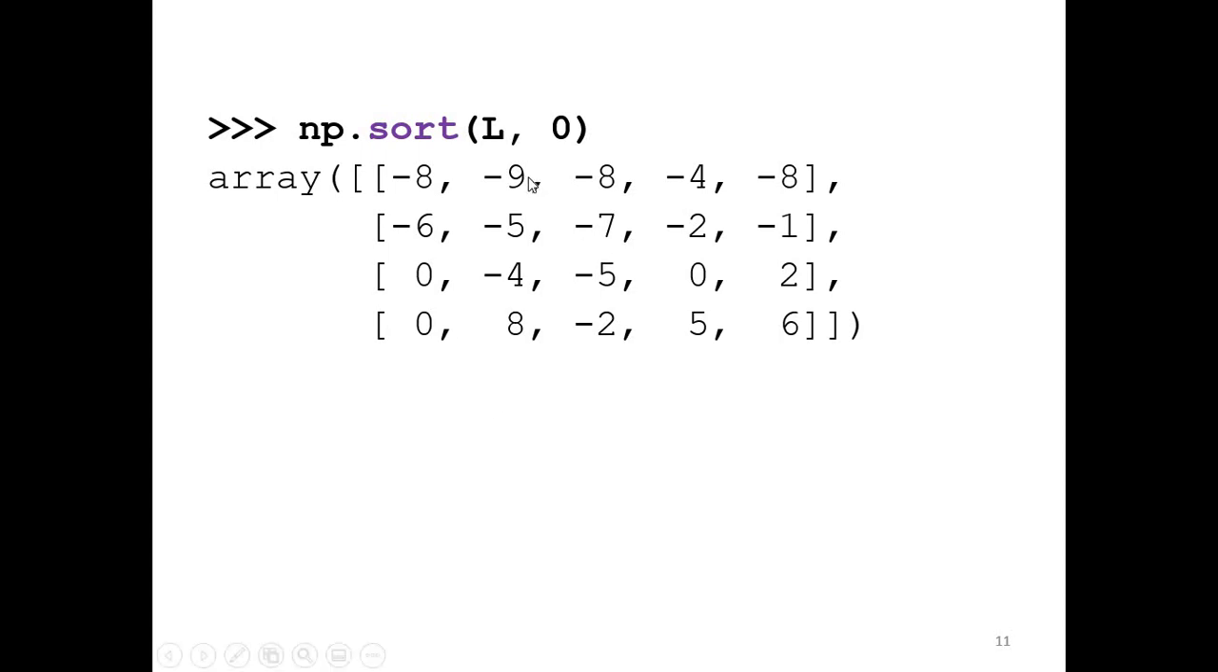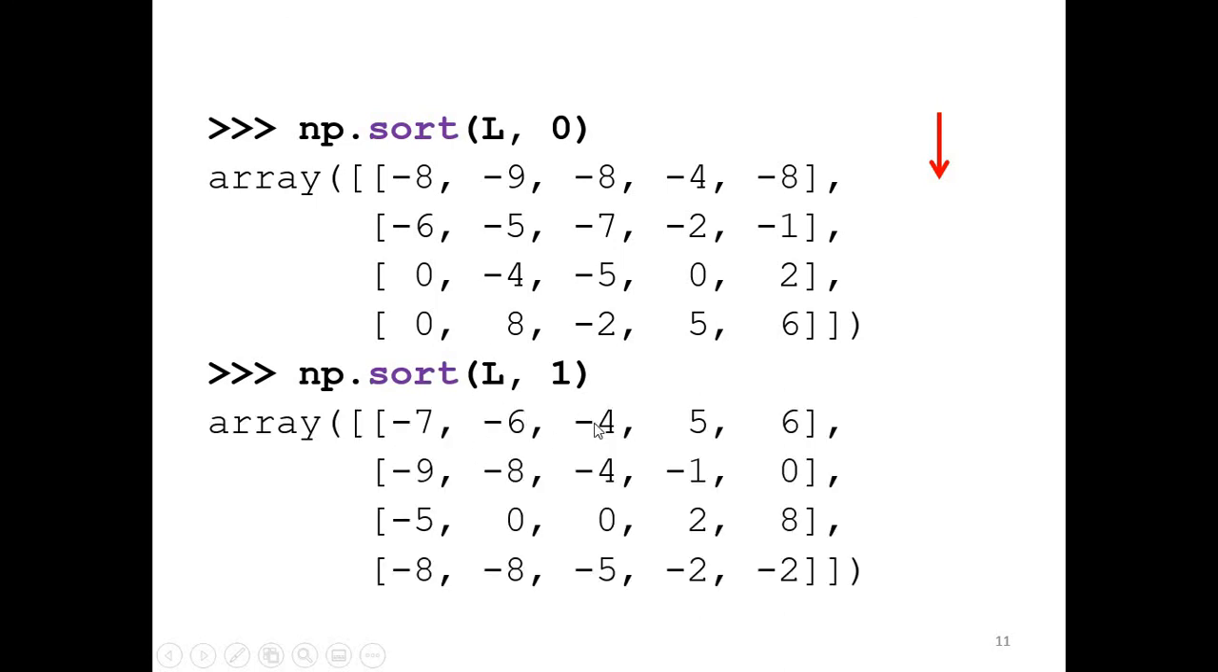If you write axis 0 for L, then you see it has ordered in the column direction, because 0 is in this direction. So it has ordered -8 to this, -9, -5, -4, 8. Each column it has ordered. And if you write np.sort L with axis 1, that is what you did by default, np.sort without this reference. So you can see now this is along each row.